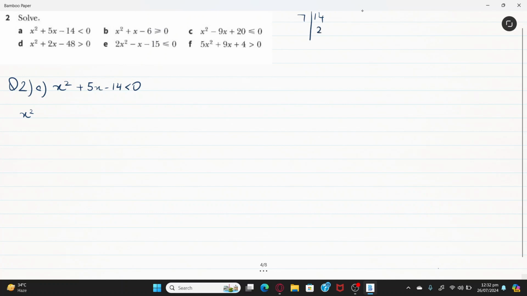So 7 2s are 14, 2 1s are 2, and x squared plus 7x minus 2x minus 14 is lesser than 0. Factorize this: x as the common, x plus 7 minus 2 as the common, x plus 7 again. So it is lesser than 0, and x minus 2, x plus 7. We have two values for x. x is equals to -7 and x equals to +2.